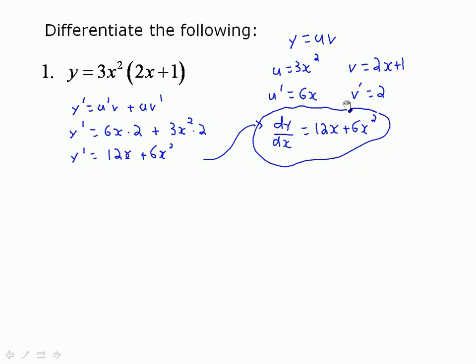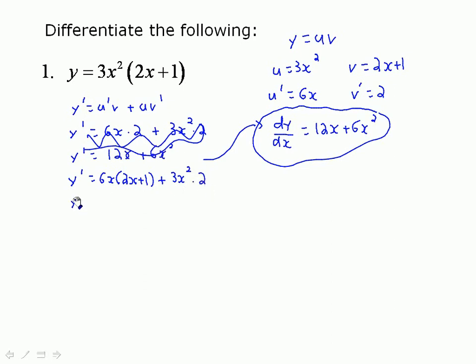Of course, you're noticing that I've made a mistake here. This should be u prime times v. So let's pretend this whole incident never happened. Y prime would be equal, let's try it again and get it right this time. So 6x times v, which is 2x plus 1. There we go. So I just did that so you know what not to do. And then 3x squared times v prime, which is 2.